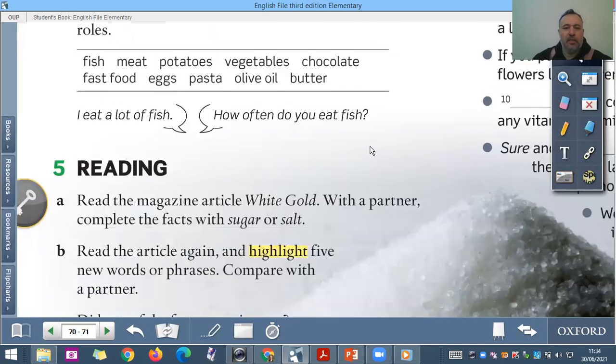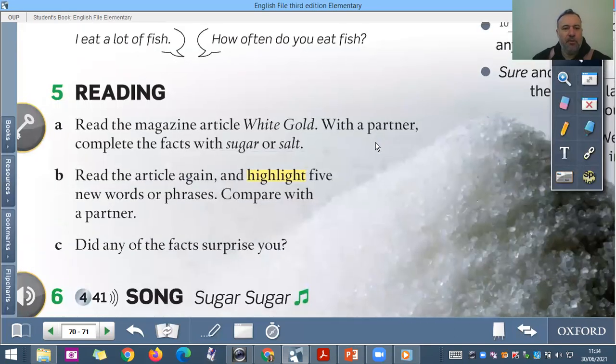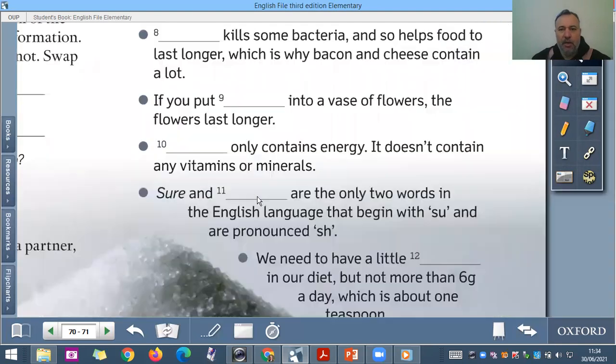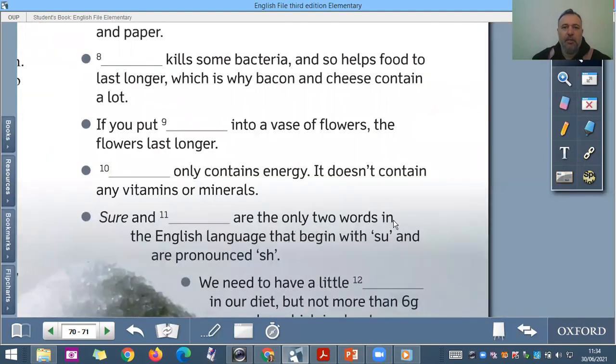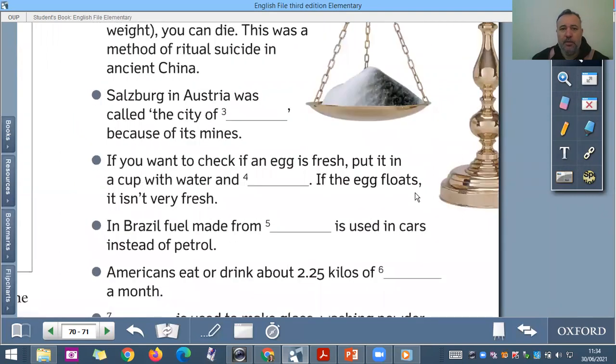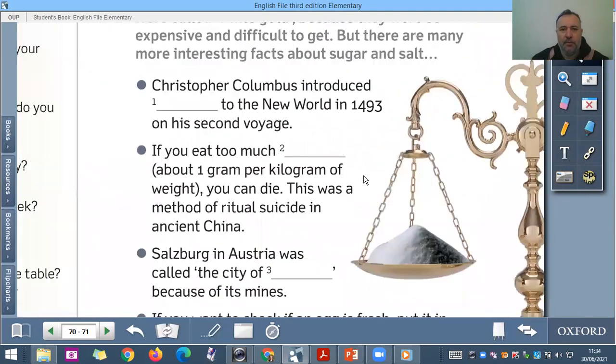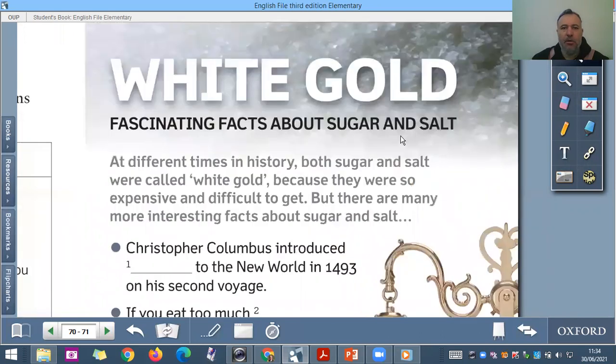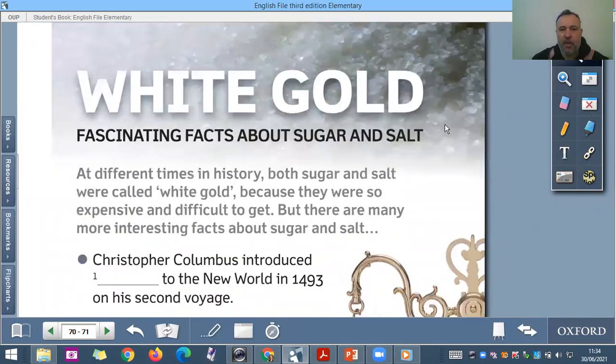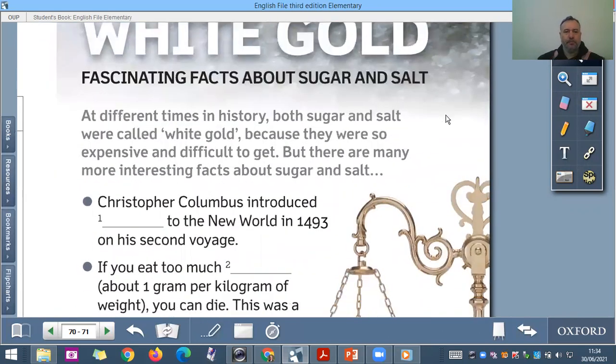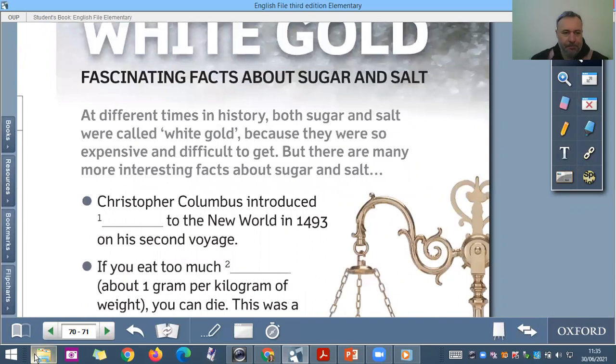And there is another exercise here, which is the last one, which is the title of the lesson about white gold. We're going to listen to this, and you have to complete as you listen to the exercise. White gold, fascinating facts about sugar and salt. Okay, so let's move on.